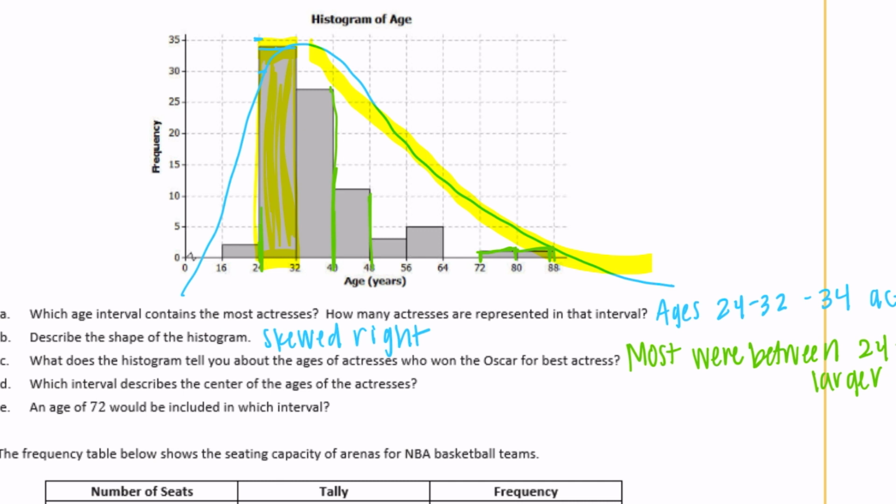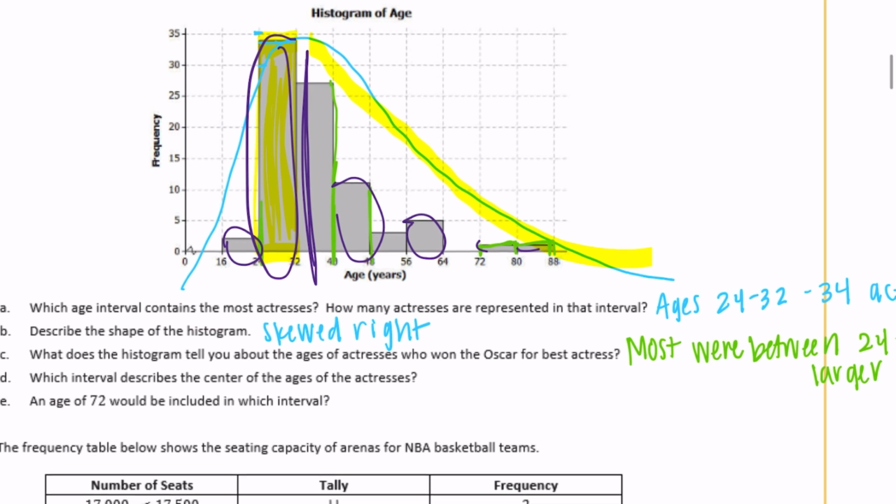D, which interval describes the center of the ages of the actresses? So the center of the data, I would say, is probably about there, right in the middle, because there's a lot here and just a few there, but then there are some going on down here. So I wouldn't say the center is between 24 and 32. I think the center is more around 32 to 40. And an age 72 would be included in which interval? So 72 would be included in 72 to 80.